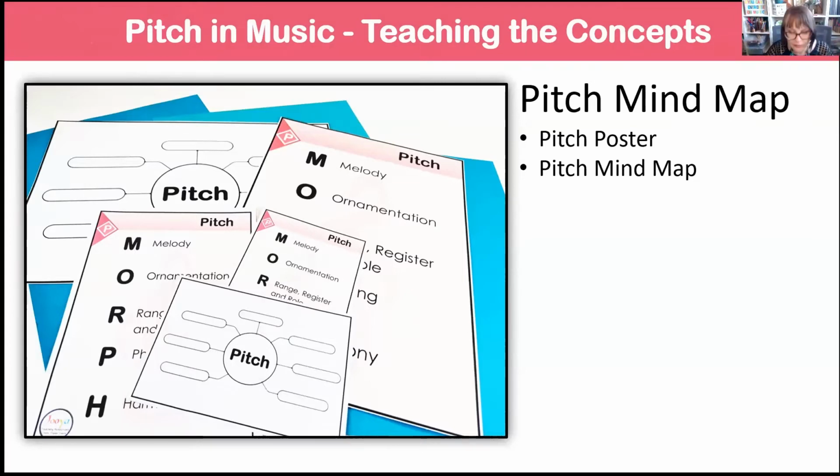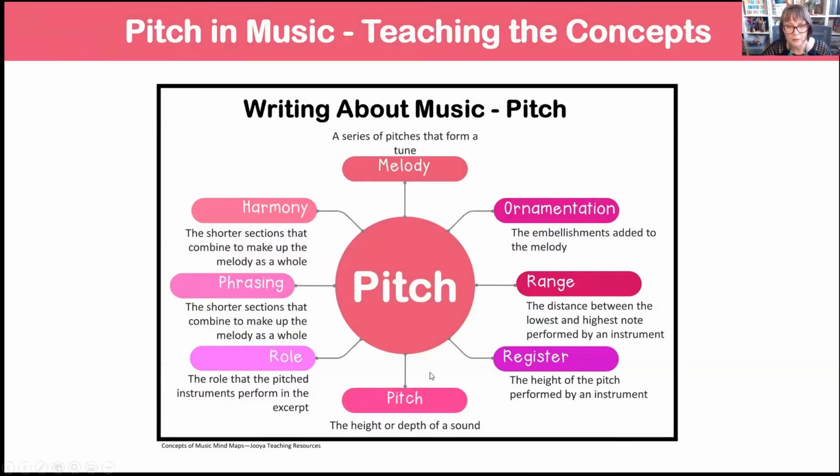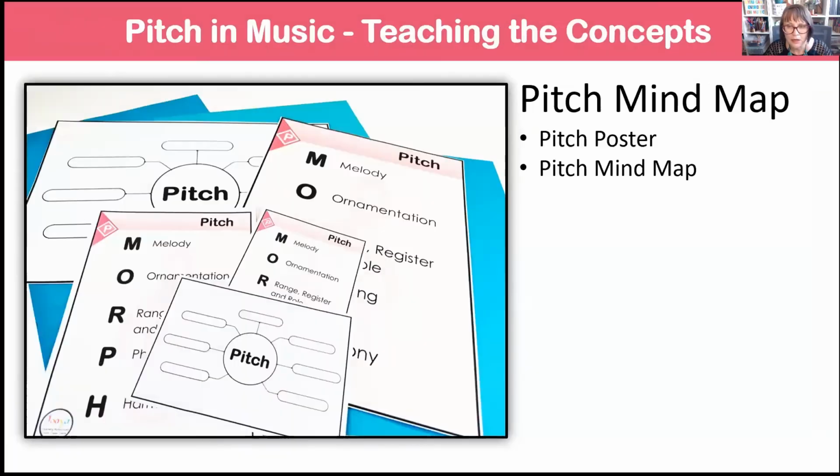Now, you can see on the previous page I've got pitch down the bottom here, but for me it's pitch, melody, ornamentation, range, register, roll, phrasing, and harmony. It doesn't have to be in that order. It depends on how you like to say it. I normally get them to do the roll, the instruments, first, and then the range and register of the melody. That's how I teach it in class. But don't forget, you can use these pitch mind maps as a poster or as a mind map, in so many different ways in the classroom.